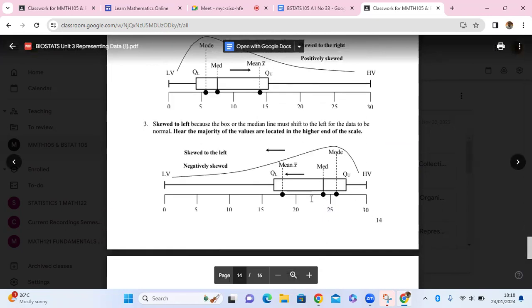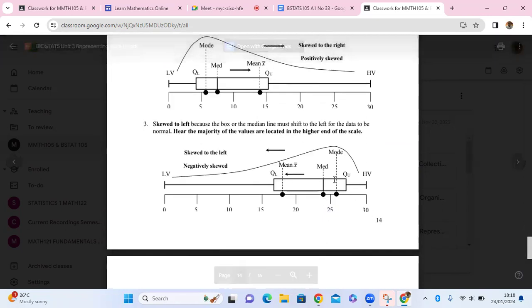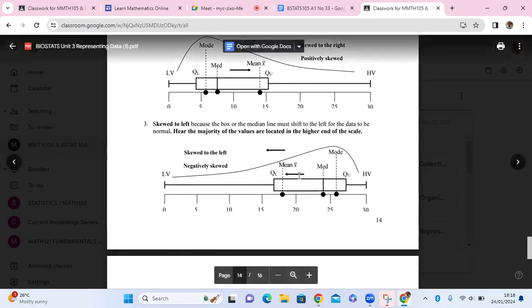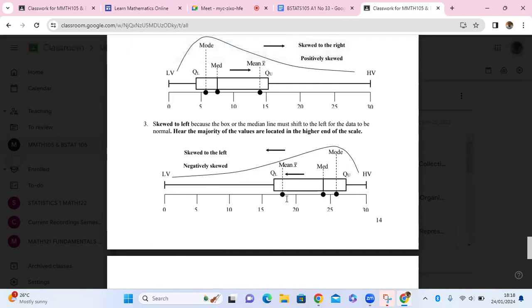Now the box may appear on the higher end of the scale and it has to move towards the left for it to be centralized. The longer whisker is on the left. So this distribution is skewed towards the left because towards the left is a negative direction on the number line. Then you can say this distribution is negatively skewed just by looking at the box plot. And always bear in mind where the box is, that's where most of the values are.